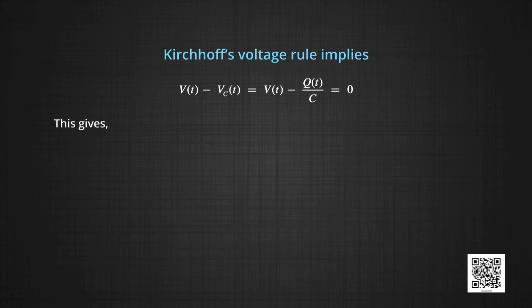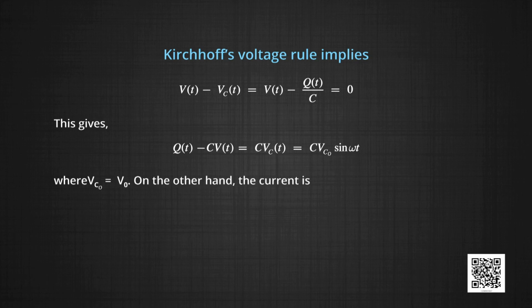This gives Vt is equal to Q by C, that is, Q is equal to CVt, which is equal to CV sin omega t. Here we are using the peak voltage and instantaneous voltage as V is equal to V naught sin omega t. So, we write it as CV sin omega t, where V is the peak voltage. On the other hand, the current is Ic is equal to dq by dt is equal to omega CV cos omega t, that is, omega CV sin of omega t plus pi by 2.